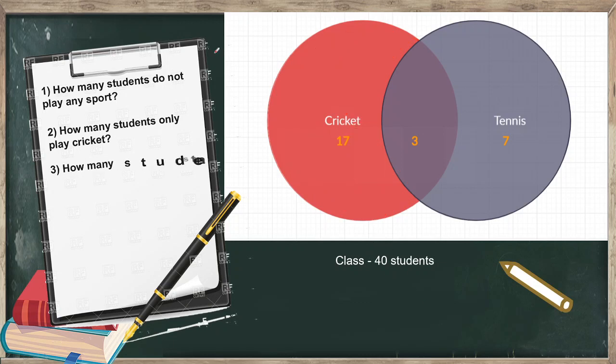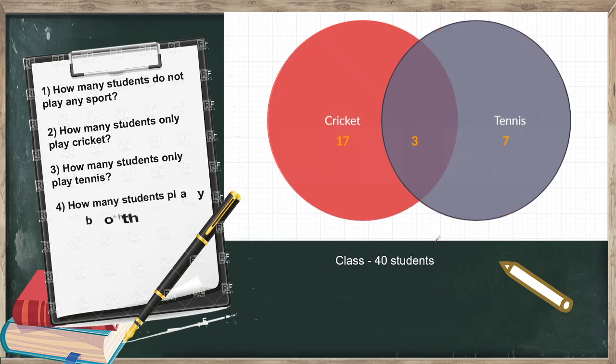How many students only play tennis? The same logic. Everyone who plays tennis, I have pushed them into this grayish blue circle. So these are the people who play tennis. Now these people play cricket also. So people who play only tennis are outside this place, and these are the people who play only tennis. Right. Let's move on to the next question.